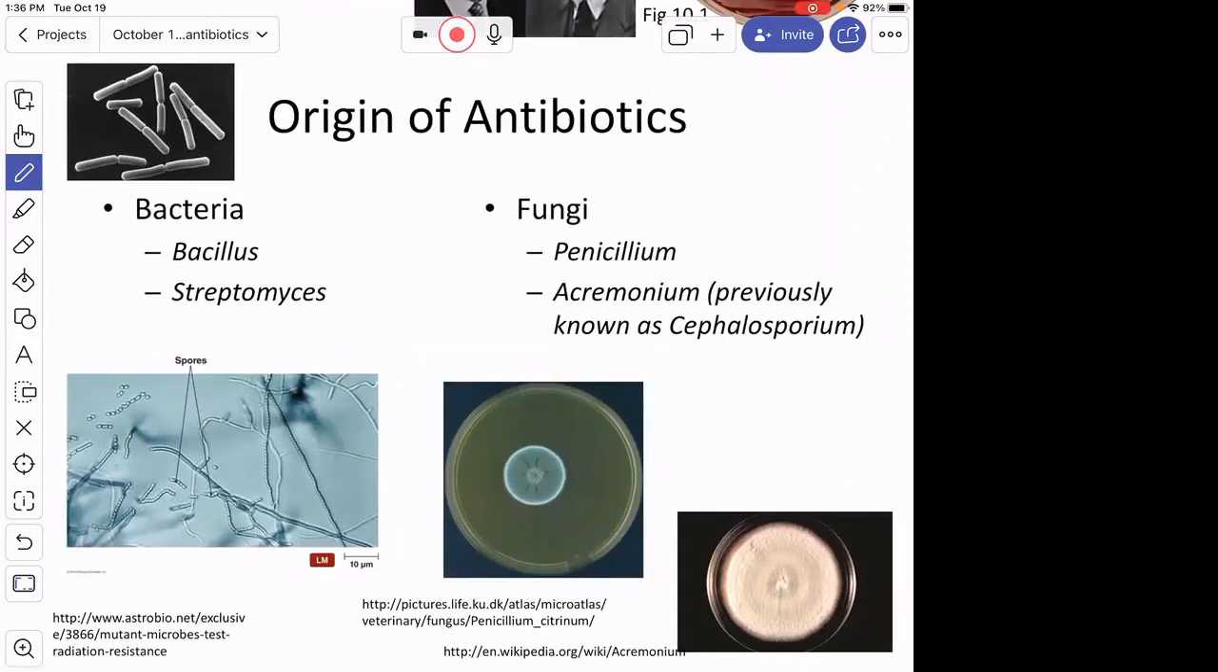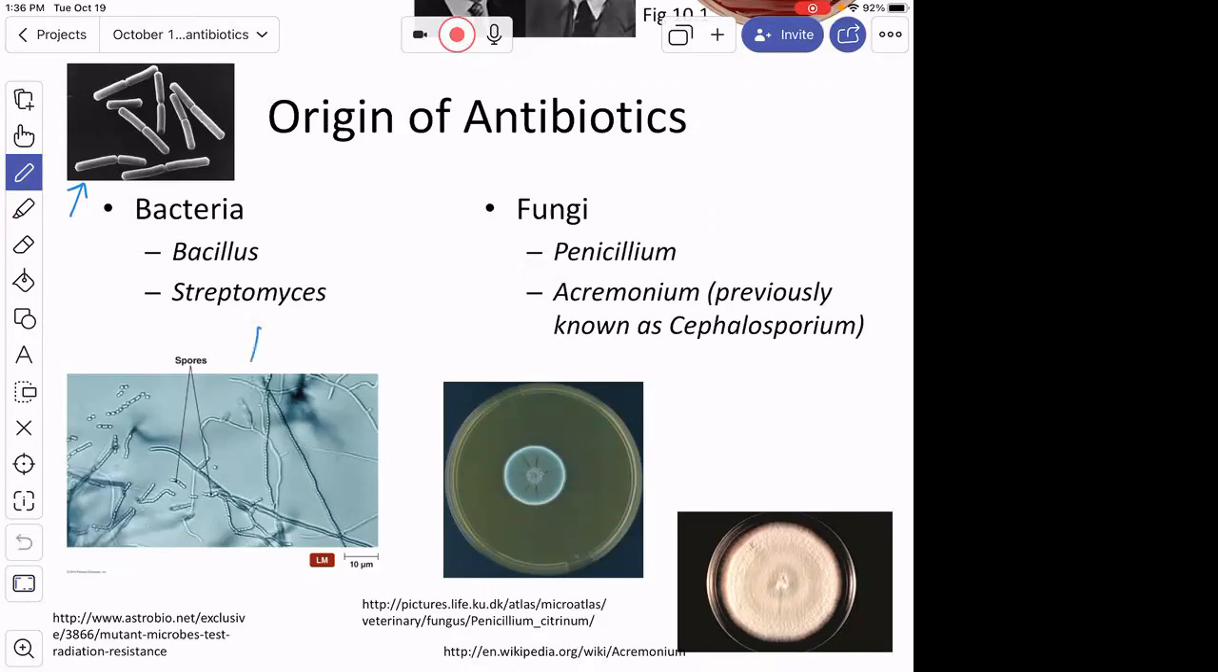They are naturally secreted from soil organisms, either fungi or bacteria. Okay, we don't get antibiotics from platypuses or anything like that. Mostly soil organisms, bacteria, and fungi. So a couple of bacteria that have given us lots of medically useful antibiotics, the genus Bacillus. So I've got that pictured up there. If you're in lab, you've used bacilli quite a few times now.